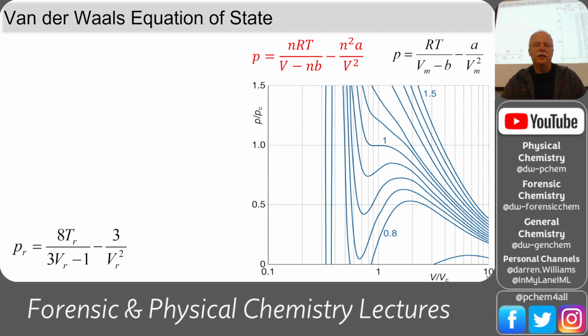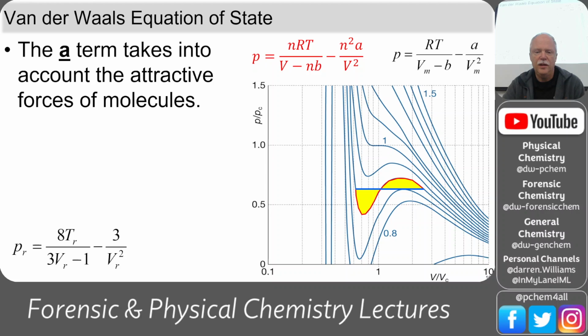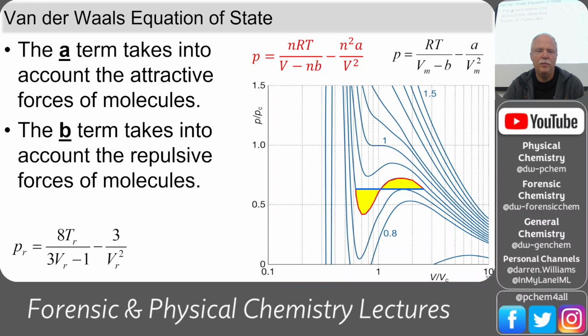And so y'all are doing this in the lab this week with the van der Waals equation of state. And you have this equation that corrects for the attractions and repulsions of the molecules. So the A term takes into account the attractive forces, and the B term takes into account the repulsive forces. So think about this. If we talk about the ideal gas law, let's just write it up here, nRT over V.